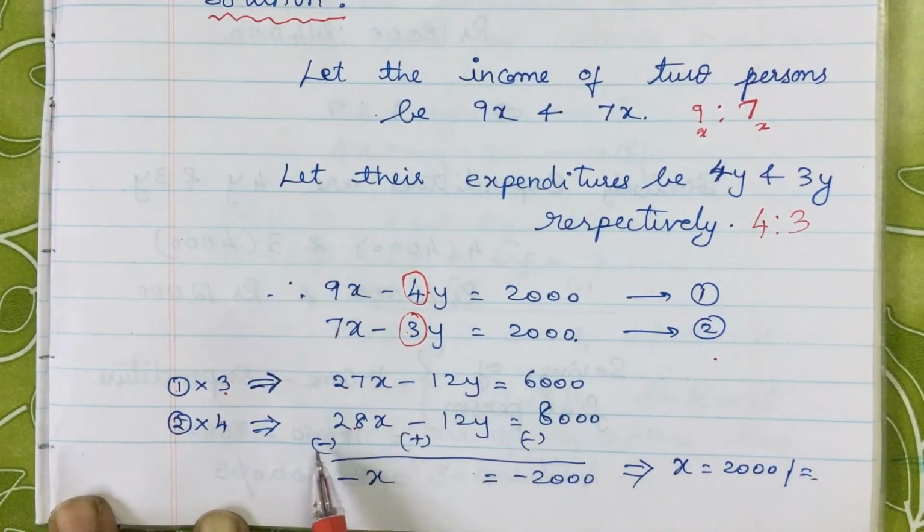Right? So here you have to change the signs of the variables. Why? Because here both are -12.